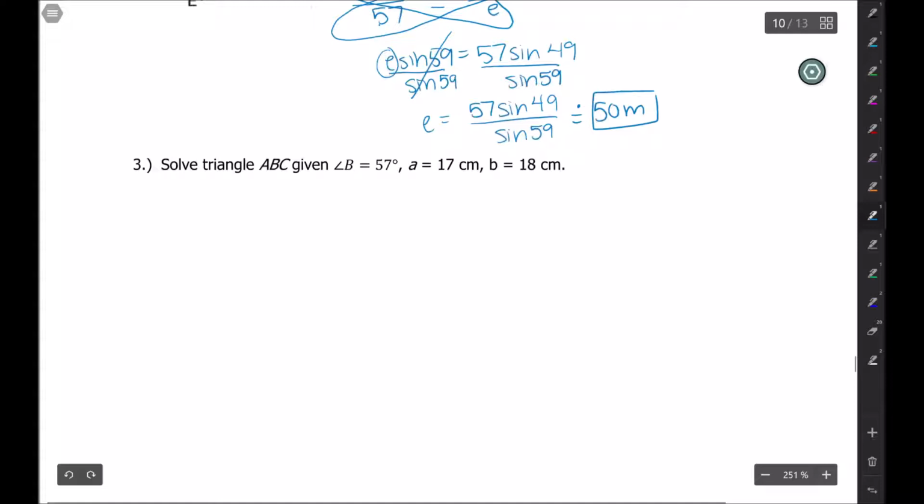Okay, so in number 3, it says solve triangle ABC given angle B 57 degrees, A is equal to 17 centimeters, and B is equal to 18 centimeters. So first of all, we need to draw a picture, because if we don't see a picture of what's happening, then it makes things a lot more difficult to solve. The other thing that's really important is to understand what it means where it says to solve triangles. When it says solve triangle, what it means is to find any missing sides or angles.